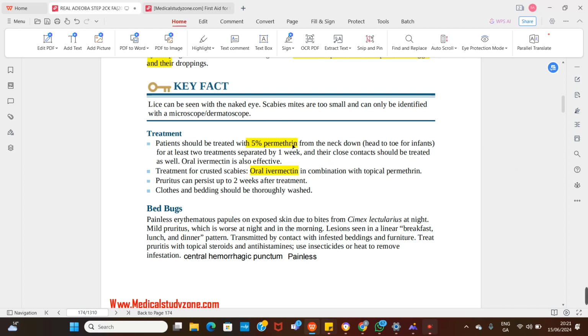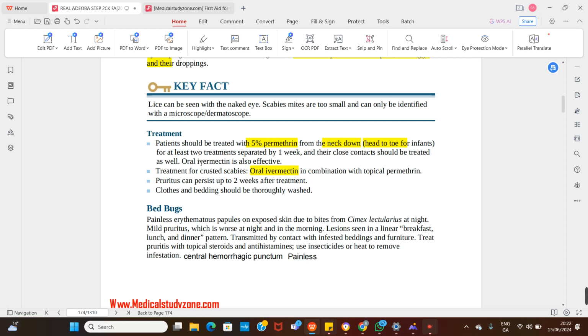Apply this 5% permethrin from the neck down to the legs, or in infants, from the head to the toe, and you have to do it at least 2 times, with 1 week in between. The reason we give it 1 week is that we are allowing for completion of the incubation period. They lay their eggs, and they hatch within 1 week. So by the time you apply it the next week, you're already catching it in the hatched form, so you can kill off all the remaining scabies infection.